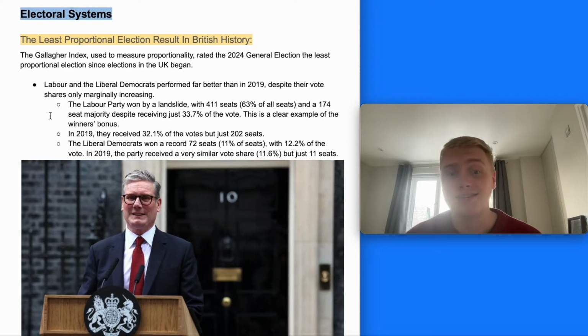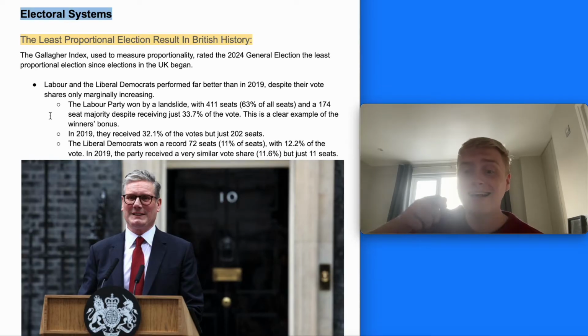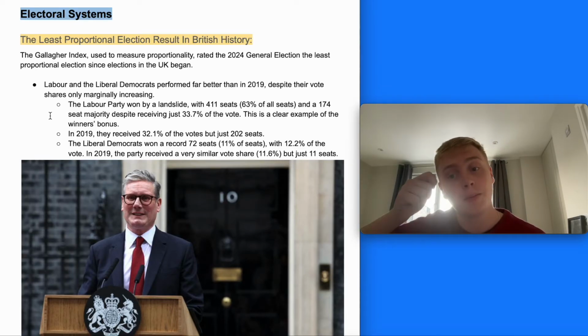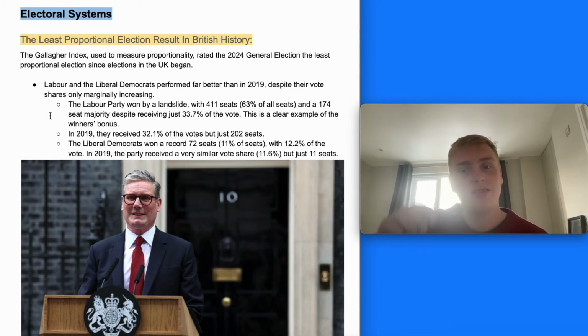So Labour won a landslide. They won 411 seats, 63% of all the seats, and a 174 seat majority, just short of Blair's 179 seat majority in 1997. But that was on just 33.7% of the vote. This is a clear example of the winner's bonus that first past the post brings. The party that wins not only wins, they get a share of the seats that far exceeds their vote share, almost double their vote share in terms of seats.